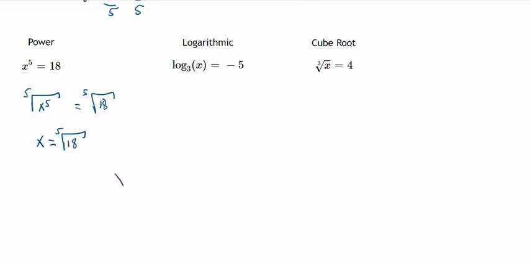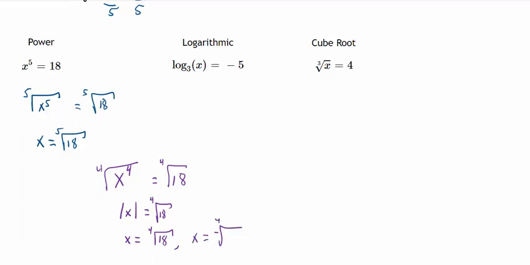It is noteworthy that if it had been an even power that x was being raised to, then when you take the nth root, the left side would not simplify down just to be x. It would simplify down to be the absolute value of x, in which case you'd get two solutions, positive 4th root of 18, and also the negative 4th root of 18.